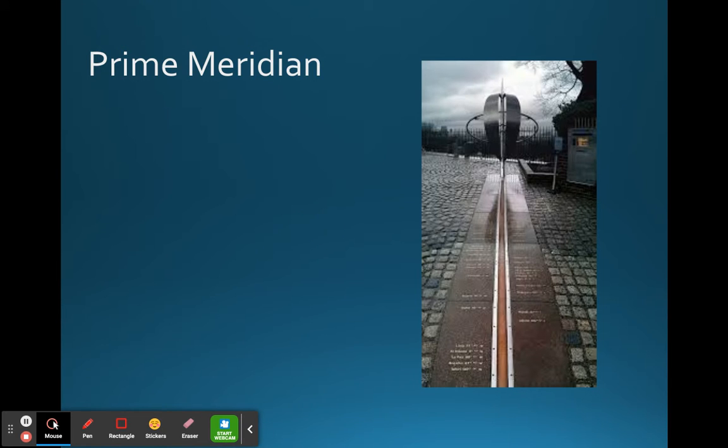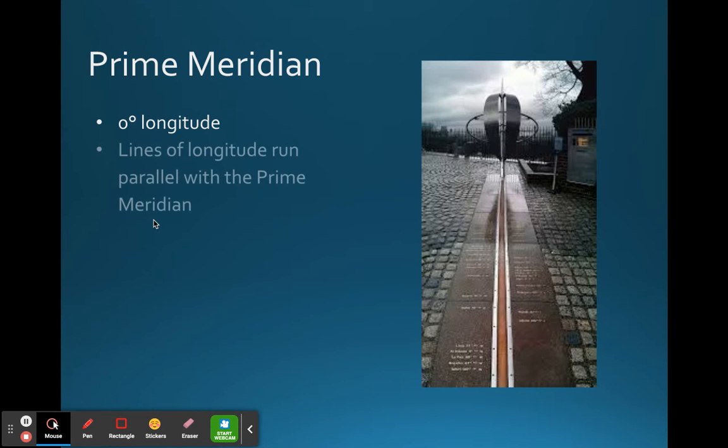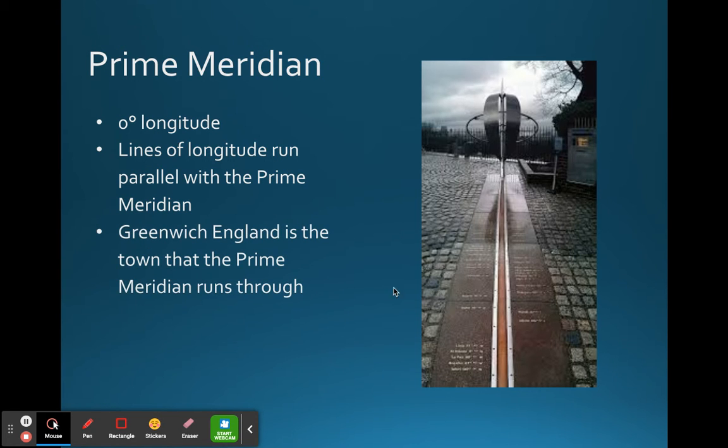So the prime meridian, just to reiterate, is 0 degrees longitude. So it's the first meridian, and all the lines of longitude run parallel with the prime meridian. This is actually showing a picture of the prime meridian going through Greenwich, England. Greenwich, England is the town that the prime meridian runs through. That's where we define the prime meridian. Anything that is on the same meridian as Greenwich is always also going to be 0 degrees. It also divides the Earth into two hemispheres. Just like the equator divides the Earth into north and south, the prime meridian divides the Earth into east and west hemispheres.